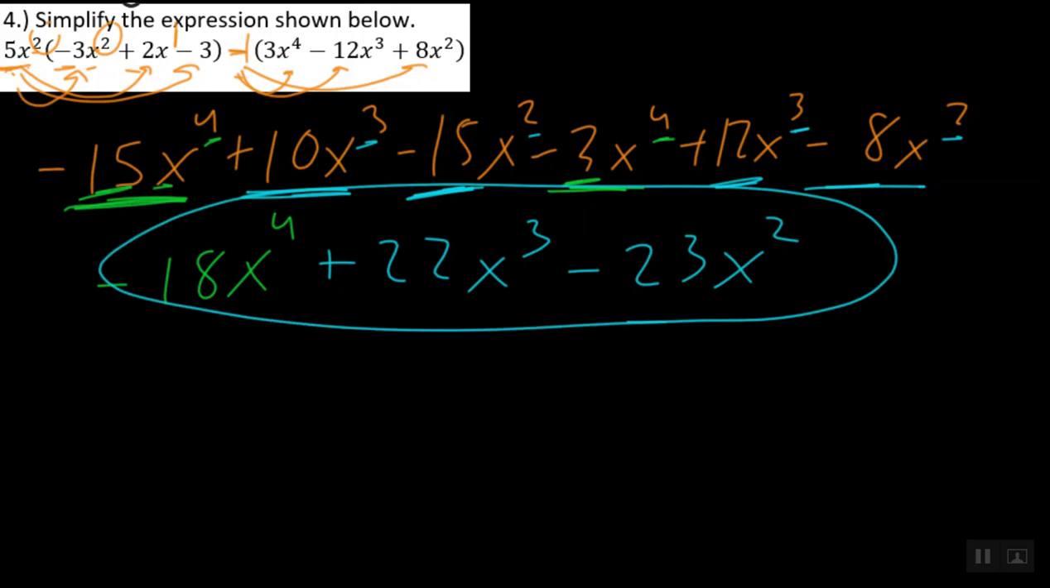Oh, sorry, I meant to do that in a different color, but oh well, you get the idea. One more thing. Remember, when you're combining your like terms, you do not change the exponents. It's only when multiplying your variables together. All right, let's move on to example number 5.